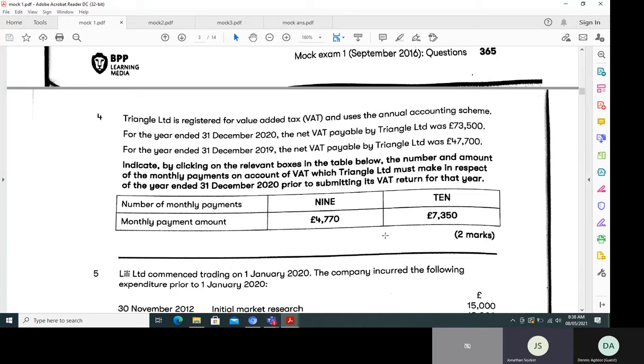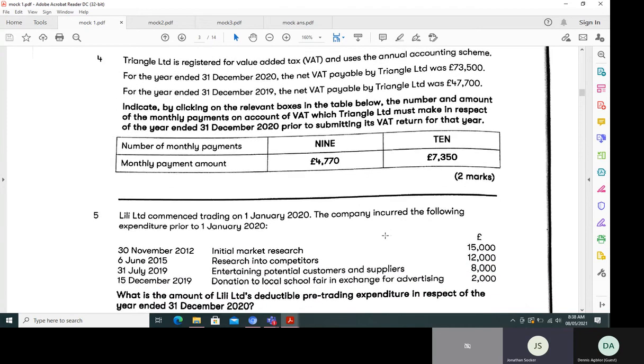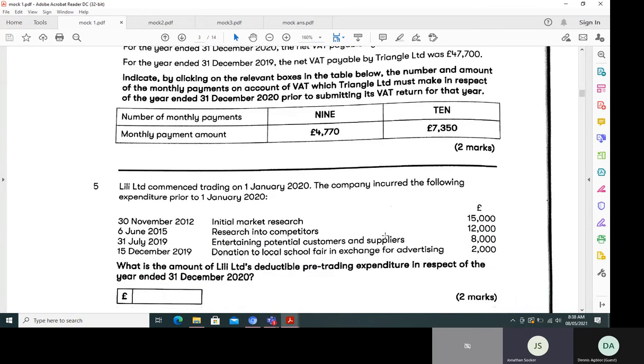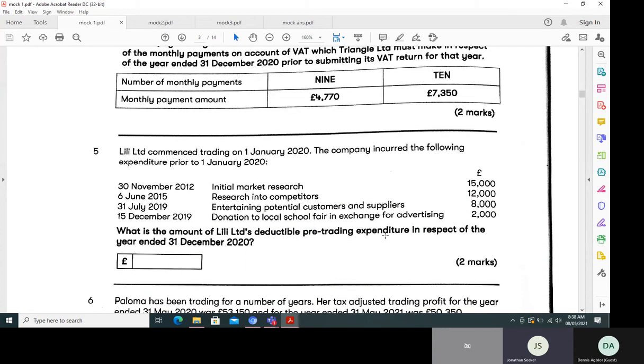Okay, let's look at question number 5. We were told that we are to determine the amount of deductible pre-trading expenditure in respect of the year ended 31st December 2020. Here you should know the condition when it comes to pre-trading expenditure.